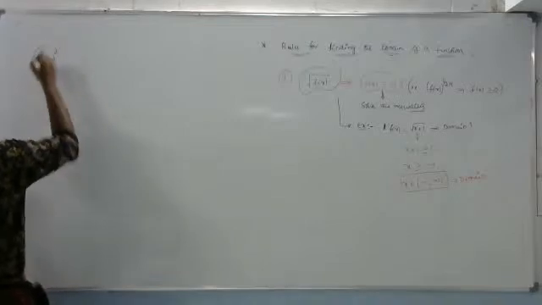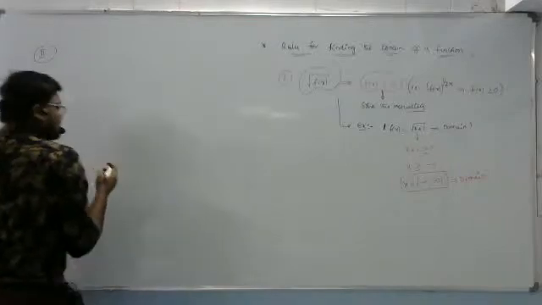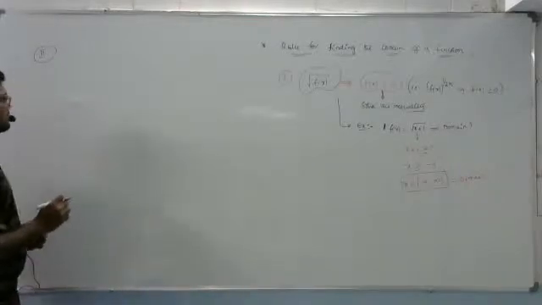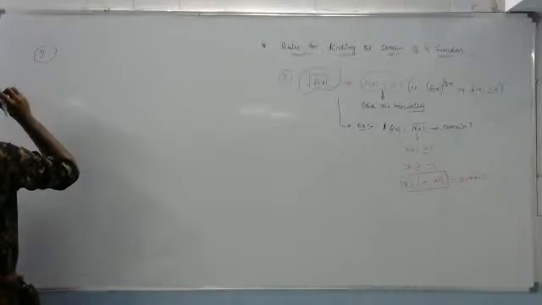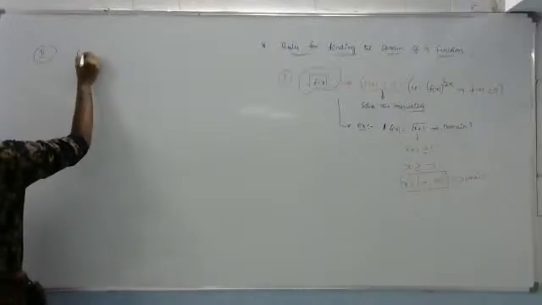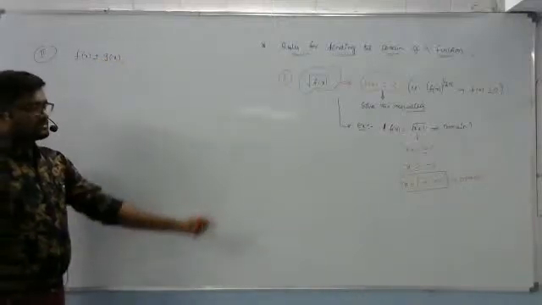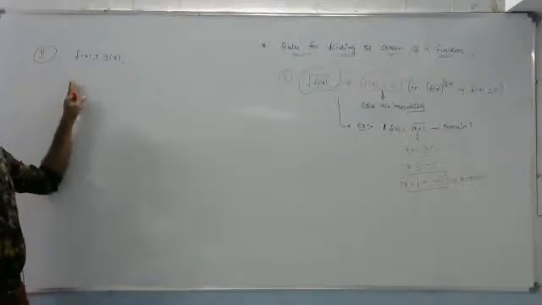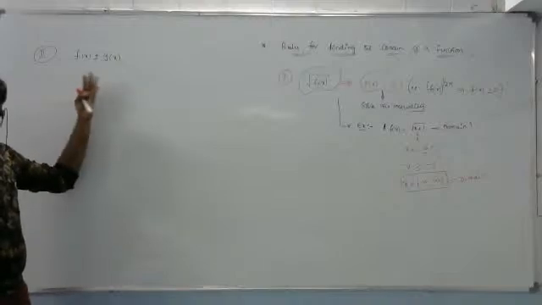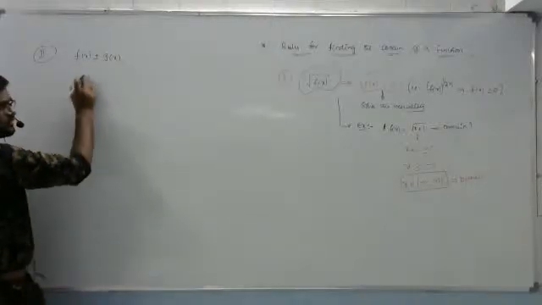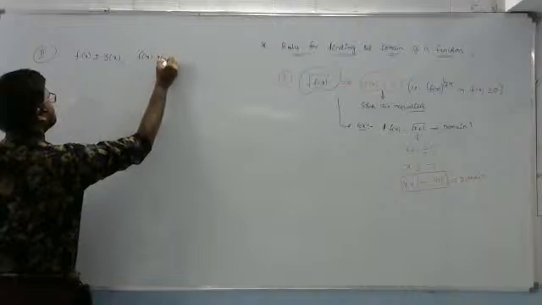Rule number two, when you have functions in a combination, for example, if I have a combination of two functions, understand? Because a function will not be easy always. It won't be a single function every time. He might give you two functions, or more than three, more than five. Like this, this is one function, this is another function. Or if I have multiplication of two functions.